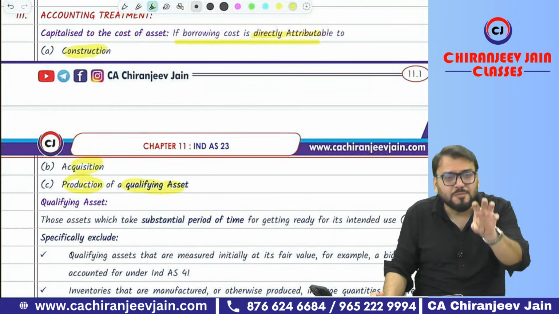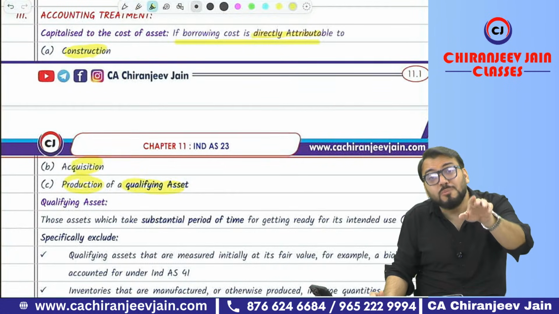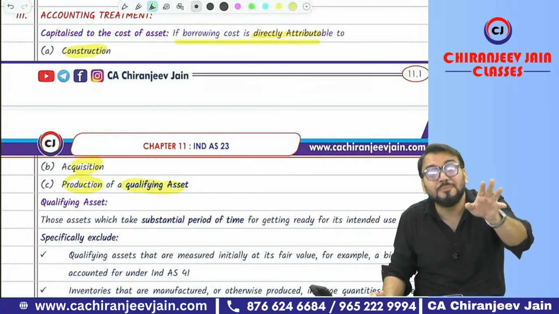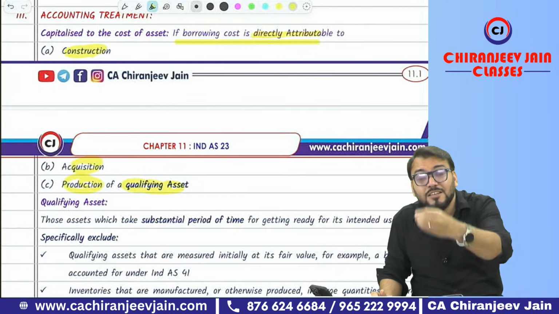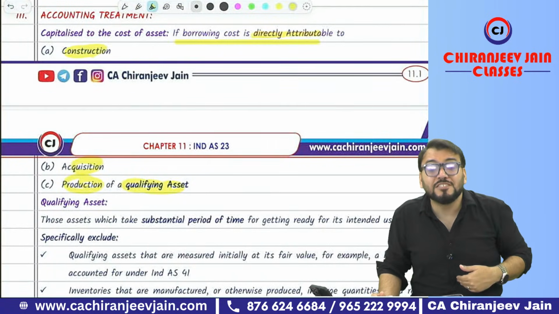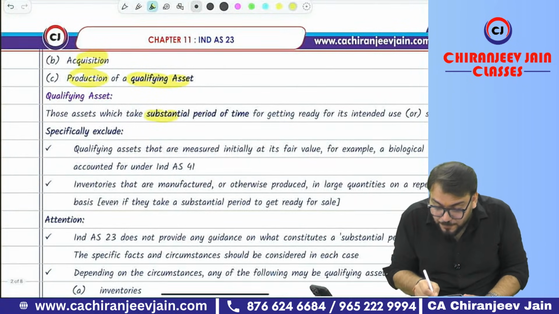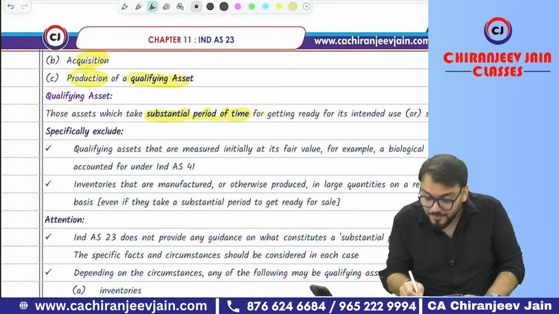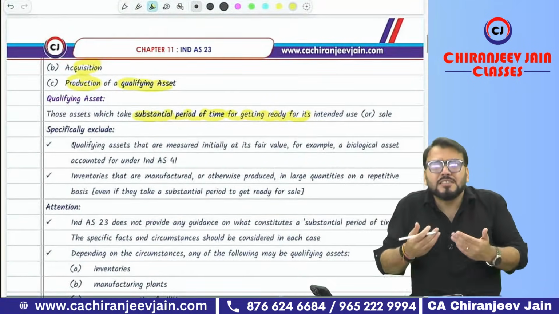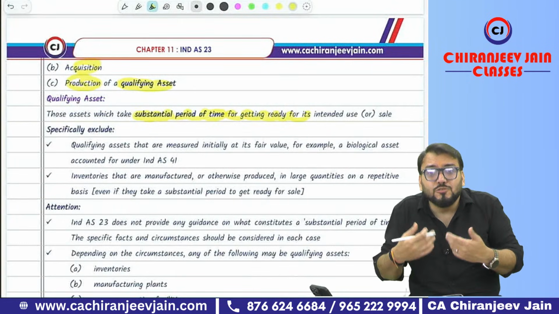First you need to identify whether there is any qualifying asset. If there is a qualifying asset, then only borrowing costs can be capitalized. If there is no qualifying asset, borrowing costs will be charged to PL account as an expense. Now we need to understand what a qualifying asset is. Qualifying assets are those assets which take a substantial period of time for getting ready for their intended use or sale.